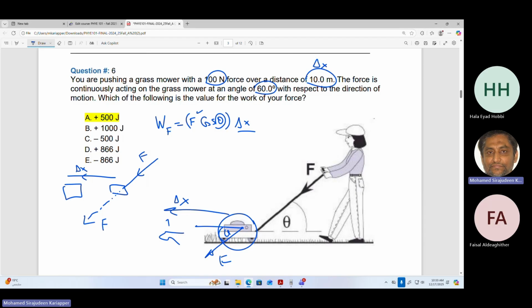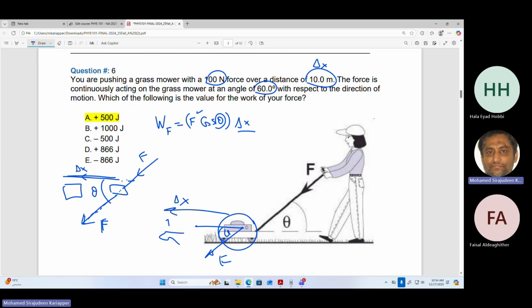Because it is acting on this, you can say the direction of F is like that, and the direction of delta X is like that. So the angle between F and delta X is this. Delta X and F are both in the same direction, meaning the angle is less than 90 degrees. When theta is less than 90 degrees, cosine of theta is positive. If theta is greater than 90 degrees, cosine of that theta will be negative.